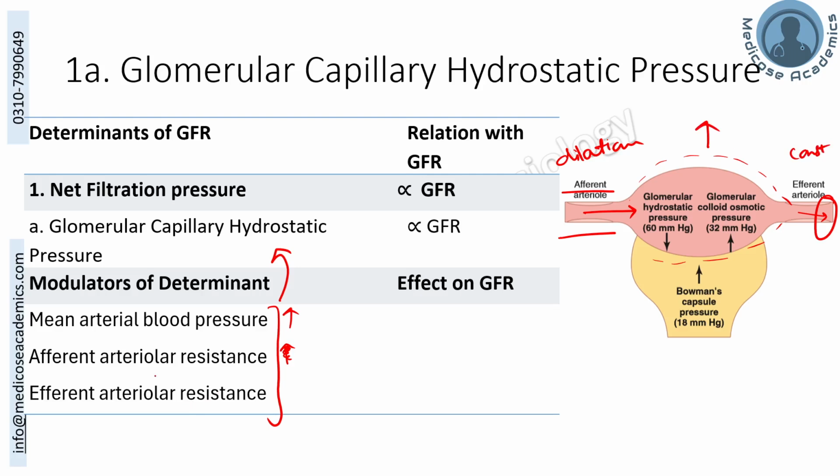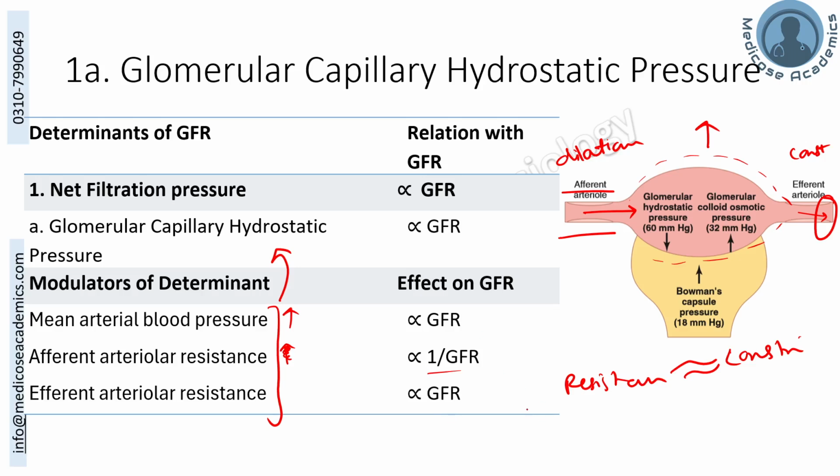If we translate it into these terms, increased mean arterial pressure is directly proportional to the GFR. Afferent arteriolar resistance is inversely proportional. If we increase the resistance, or we constrict, since resistance increase is synonymous with constriction of the afferent arteriole, the GFR will rather decrease because you are not letting the blood flow into the glomerular capillary. Whereas efferent arteriolar resistance, if increased up to a limit, will directly increase the value of the GFR.